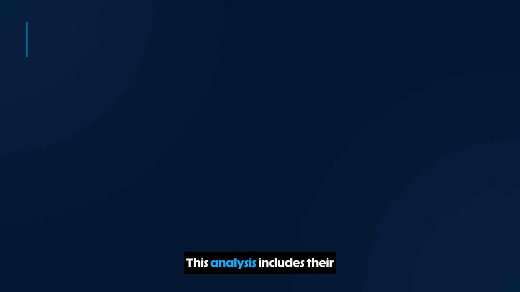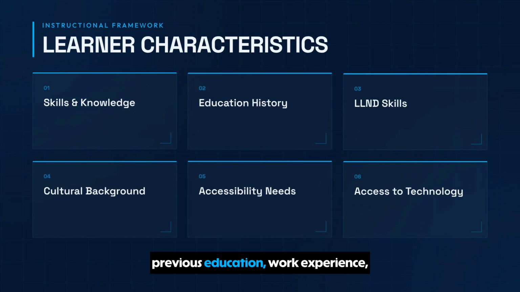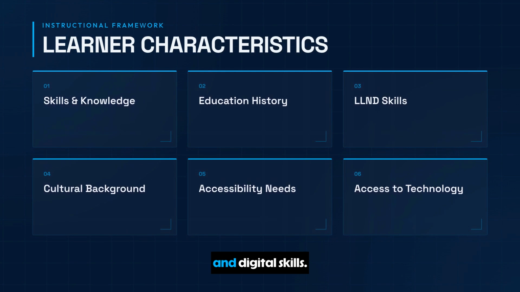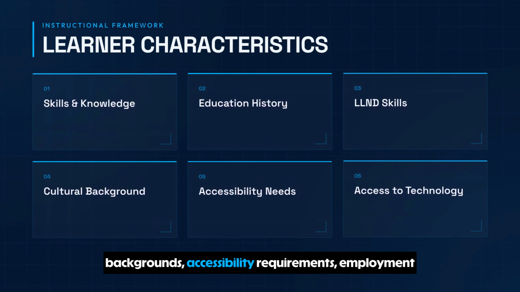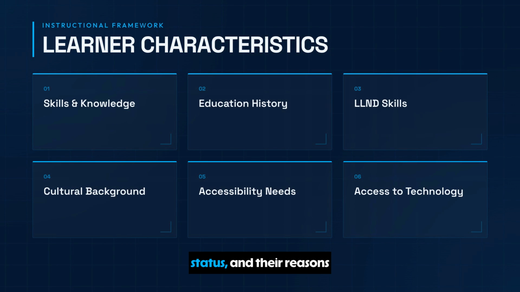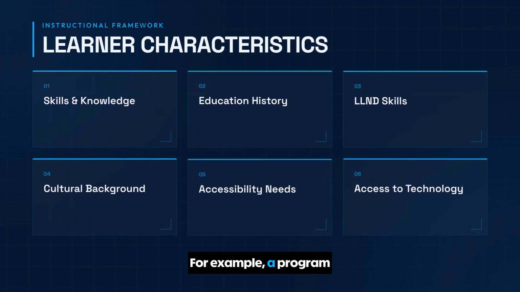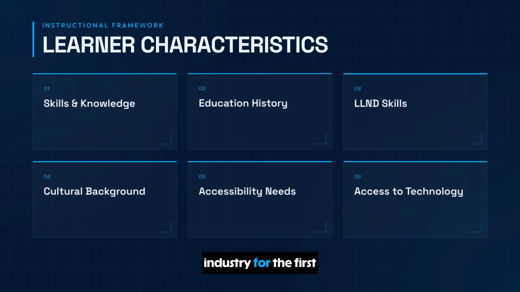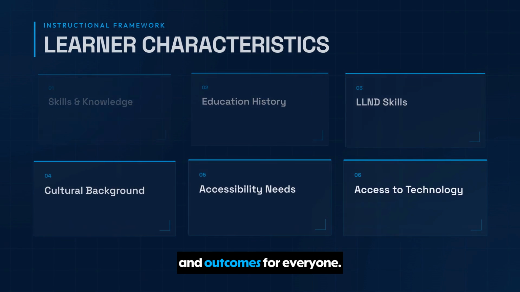This analysis includes their existing skills and knowledge, previous education, work experience, and language, literacy, numeracy, and digital skills. We also consider cultural backgrounds, accessibility requirements, employment status, and their reasons for undertaking the training. For example, a program for experienced workers seeking recognition will look very different from one designed for learners entering an industry for the first time. Inclusive design improves participation and outcomes for everyone.